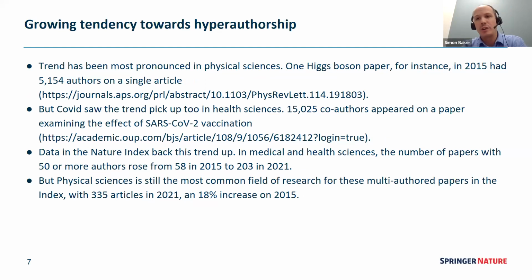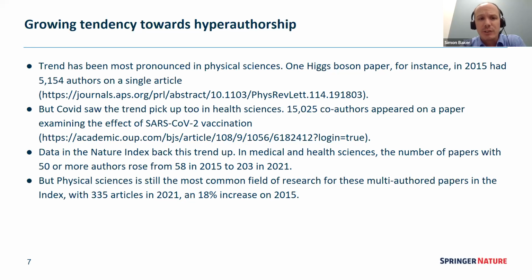There's also the growing trend towards hyper-authorship, and this is where, especially in physical sciences, we've seen an increase in the number. It depends. You can obviously define hyper-authorship in different ways, whether it's papers with more than 50 authors or more than 100. But that was a trend led by the physical sciences, but it also happened in the medical sciences more too, due to COVID.